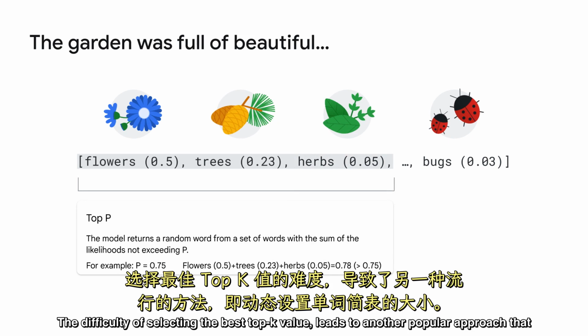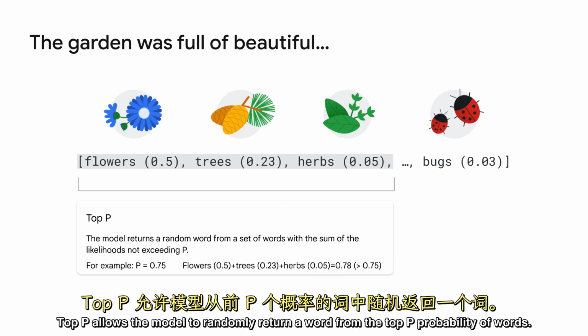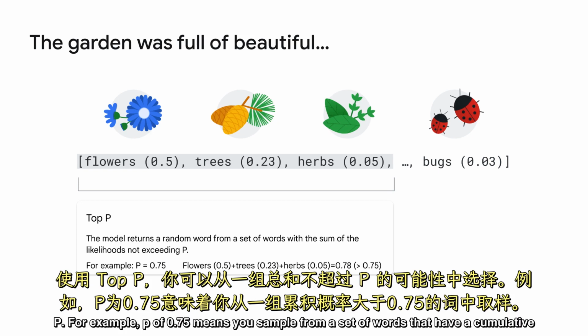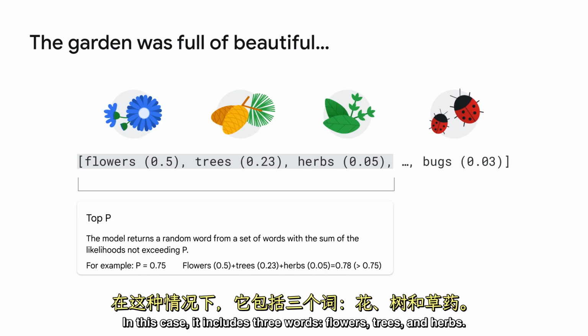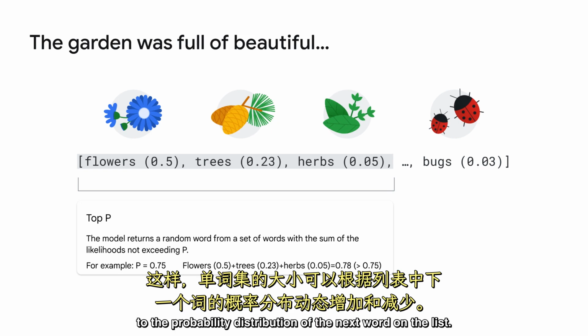The difficulty of selecting the best top K value leads to another popular approach that dynamically sets the size of the shortlist of words. Top P allows the model to randomly return a word from the top P probability of words. With top P, you choose from a set of words with the sum of the likelihoods not exceeding P. For example, P of 0.75 means you sample from a set of words that have a cumulative probability greater than 0.75. In this case, it includes 3 words: flowers, trees, and herbs. This way, the size of the set of words can dynamically increase and decrease according to the probability distribution of the next word on the list.